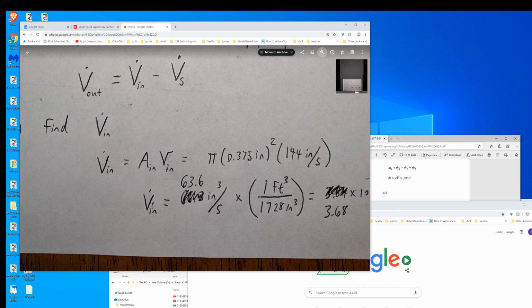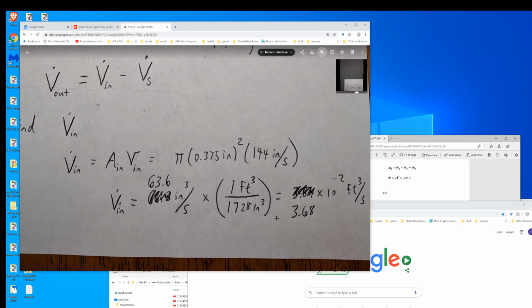So I just square the radius times pi, which gives me the cross-sectional area, times this gives me my volume flow rate. I originally made a small error here, but I corrected it. So it comes out to be 63.6 inches cubed per second.